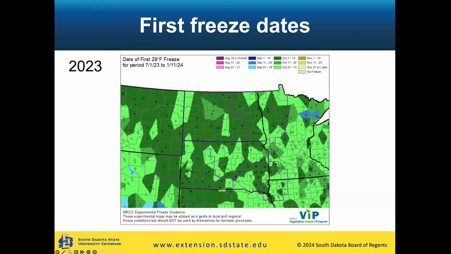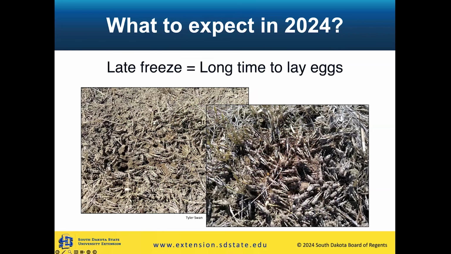So looking at 2023 and what we can expect for 2024, it was kind of a mixed bag for our first freeze dates, a little bit later than what we had in 2022. It gives you an idea: if you're in one of those places that did have a later freeze, those grasshoppers were laying eggs later in the season, and you might be having some blister beetle issues this coming year. So what to expect in 2024?